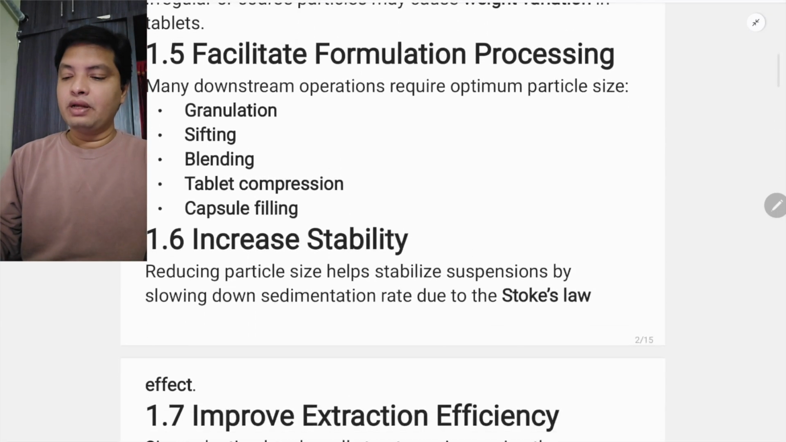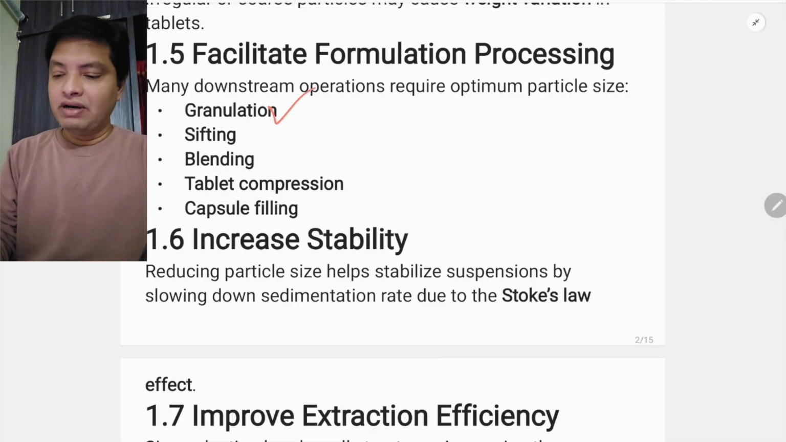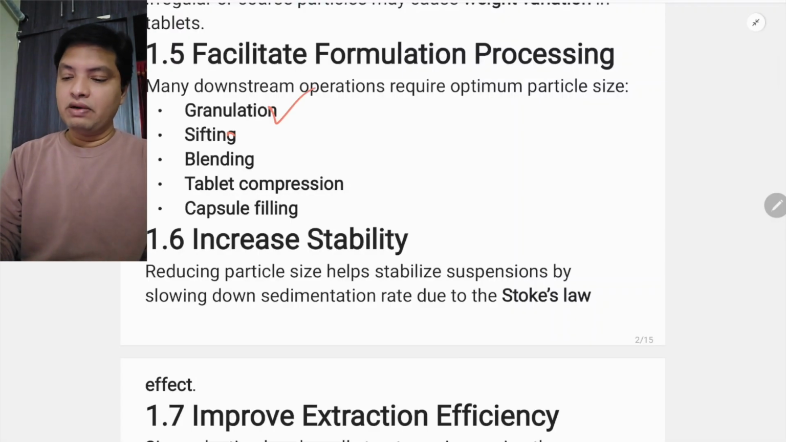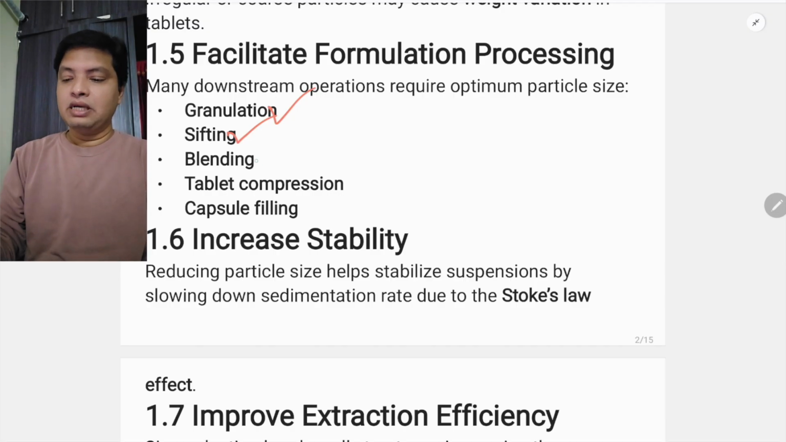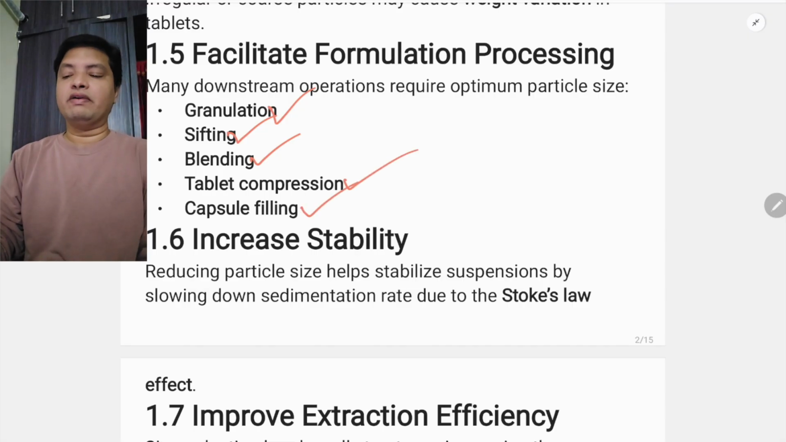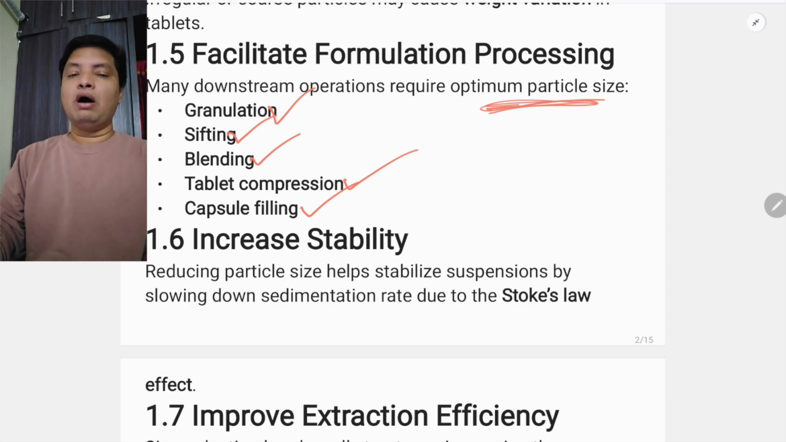Next, facilitate formulation processing. In granulation, we want small size. Sifting means segregating the particles. Blending means mixing. Then tablet compression and capsule filling. We need to have an optimum particle size in all these processes.